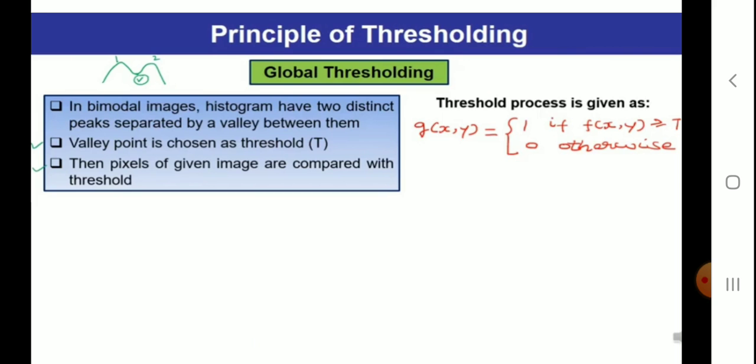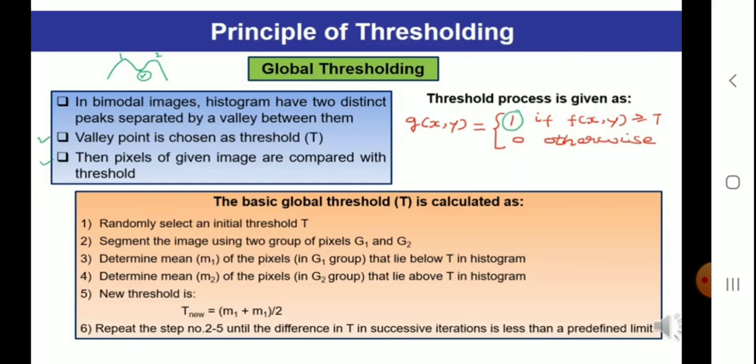So next we have the global thresholding. In this model, what was there? We have two peak values separated by some common difference value. So the histogram has two distinct peaks separated by a valley between them. A valley point is chosen as threshold. Then pixels of the given image are compared with the threshold. So the threshold process is given as g(x, y) is equal to 1 if f(x, y) is greater than or equal to t and 0 otherwise.